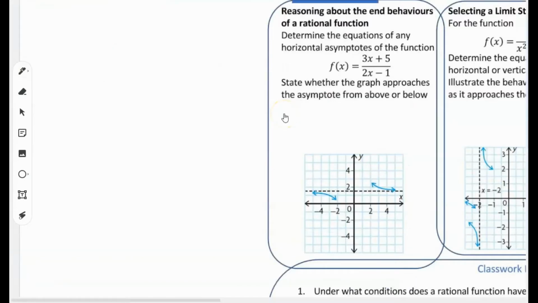So let's start with the first example then. This one says, determine the equations of any horizontal asymptotes of this function, and state whether the graph approaches those asymptotes from above or below. Okay, well, to find any horizontal asymptotes, we're going to find the limit as x approaches infinity for that function. So the limit as x approaches infinity for (3x plus 5) over (2x minus 1). So we're going to pull out the highest factor in each case.